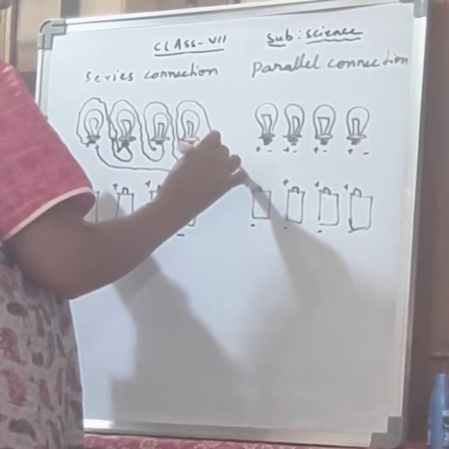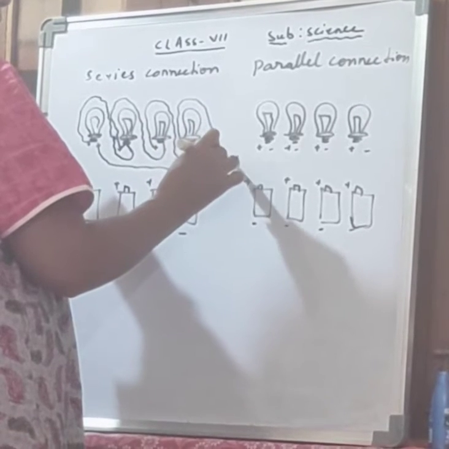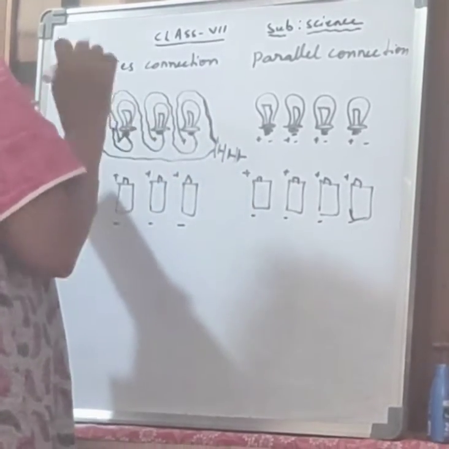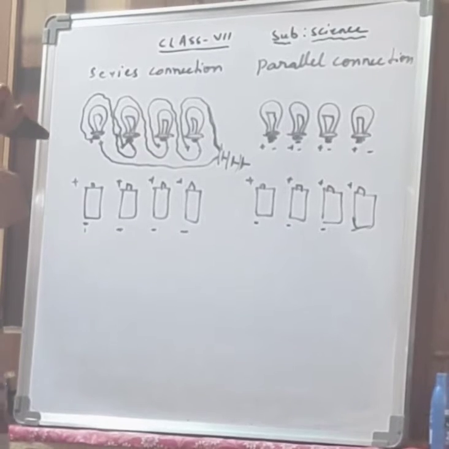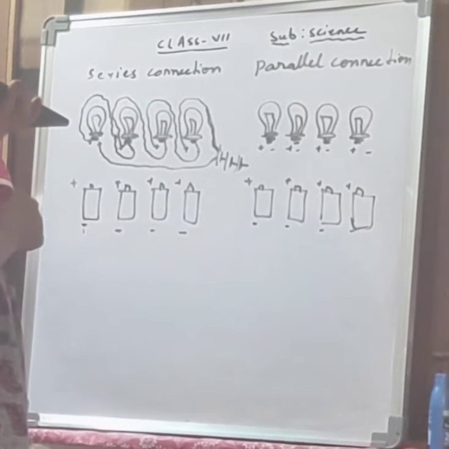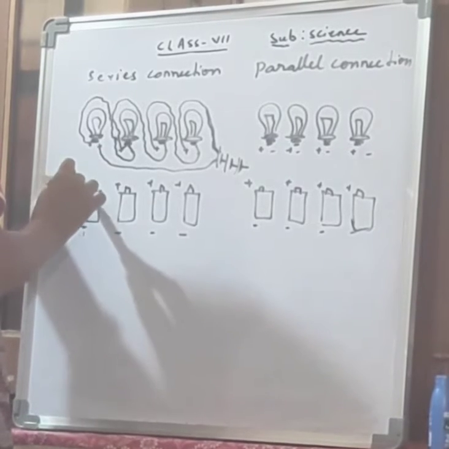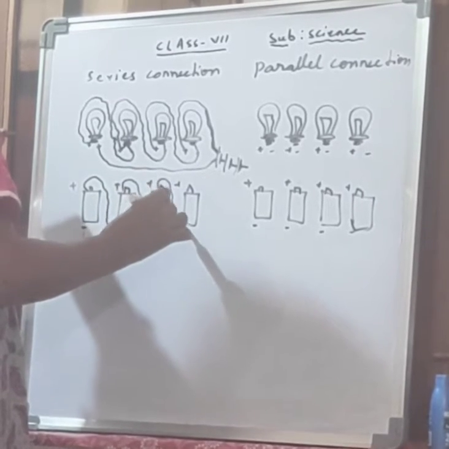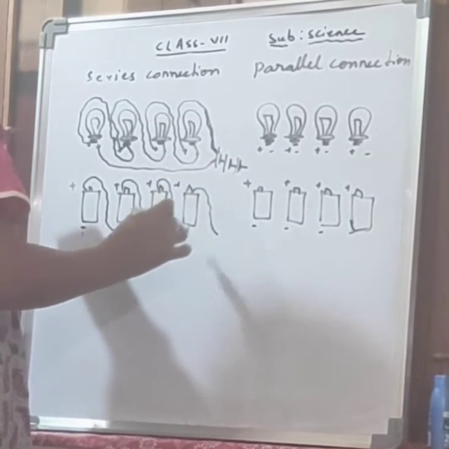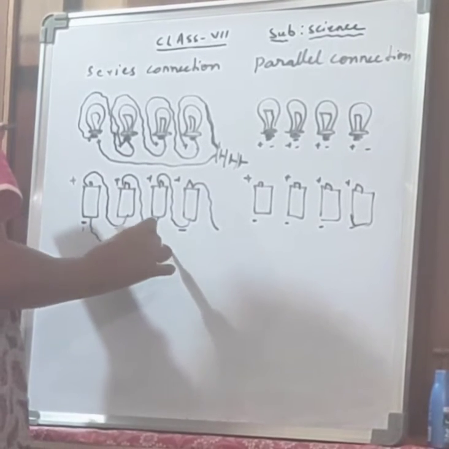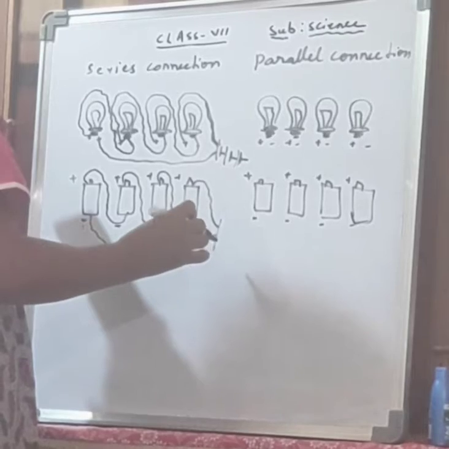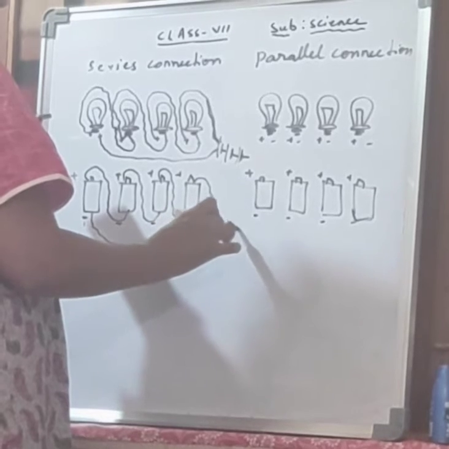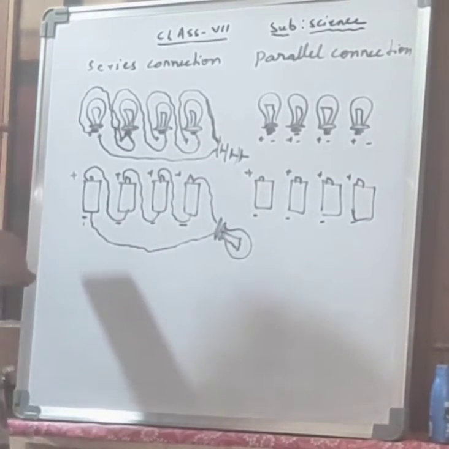There should be a battery, or an electricity connection, either direct electricity or some battery. A power supply should be there, otherwise the bulbs will not glow, isn't it? So here also from positive to negative, positive to negative, positive to negative. Okay, and again one wire is taken from positive, one wire is taken from negative and connected to the bulb. Okay, like this connections are made.